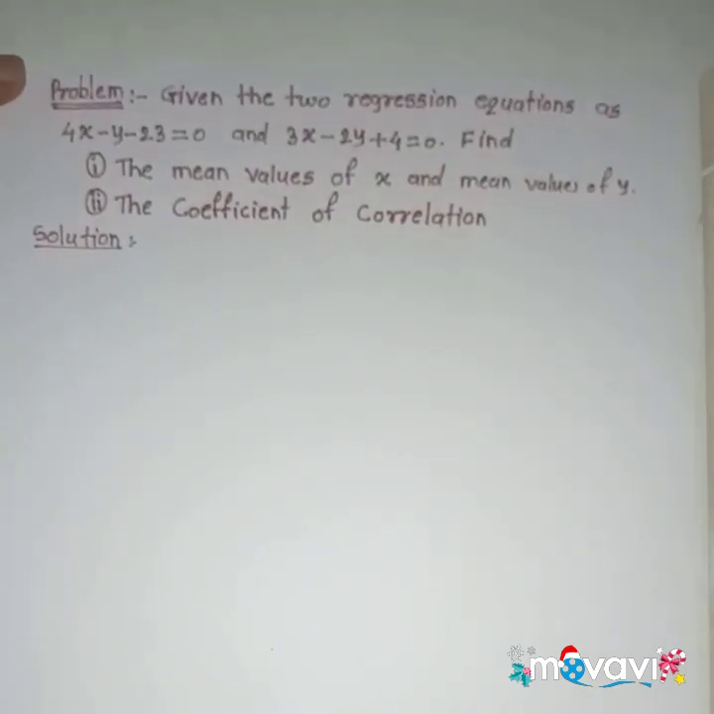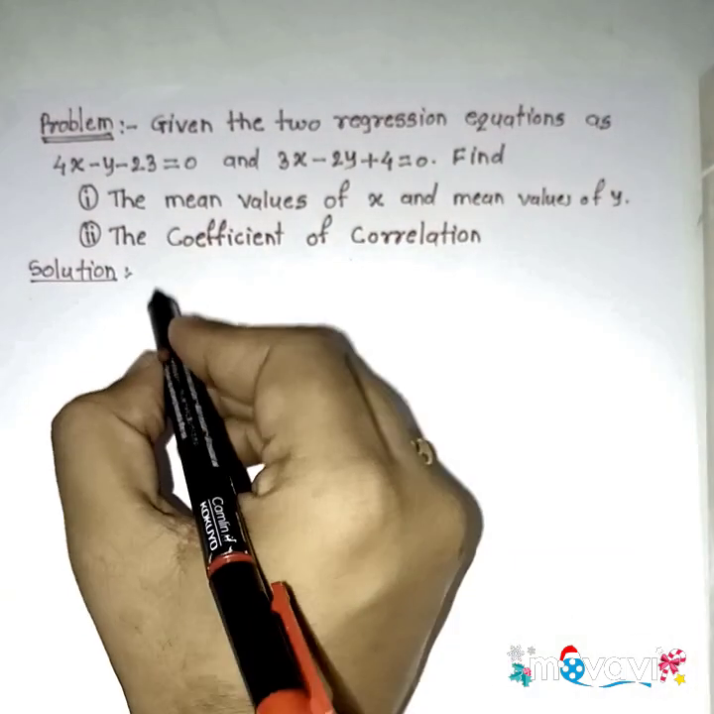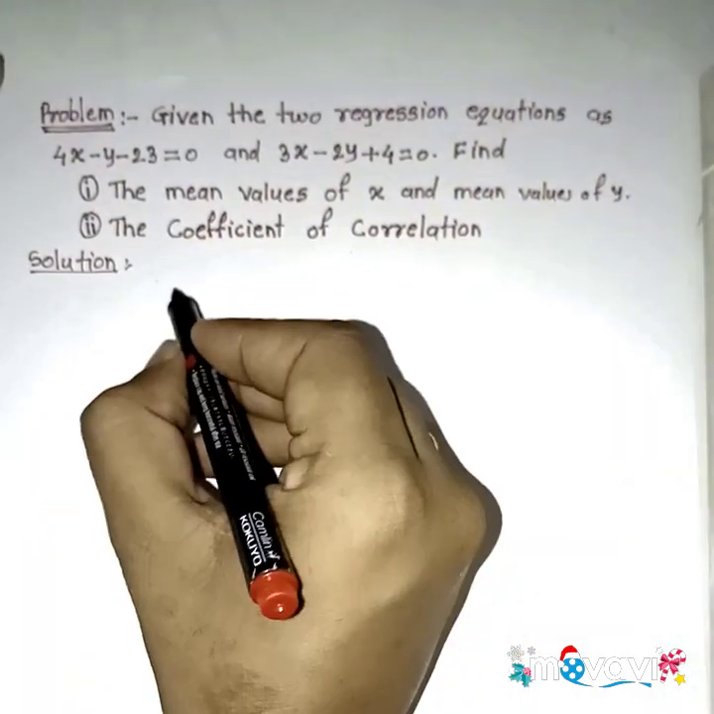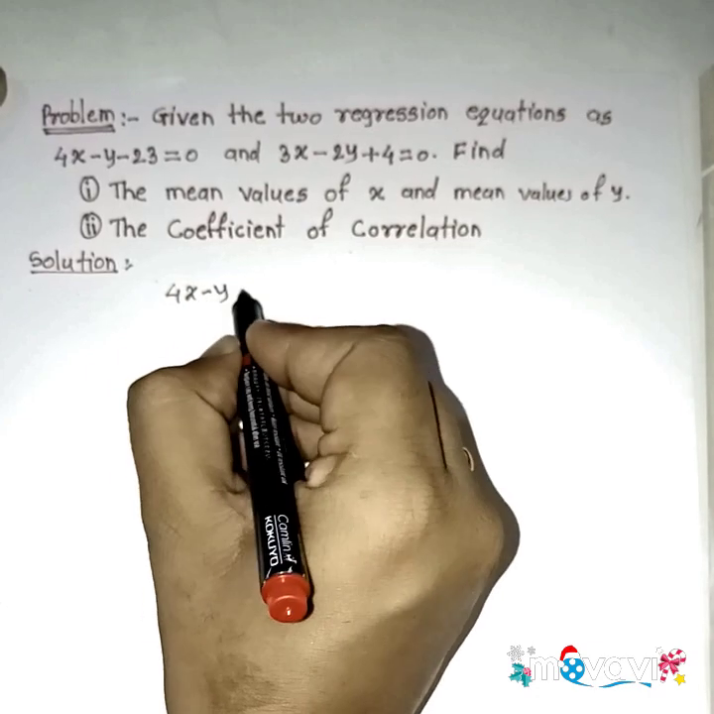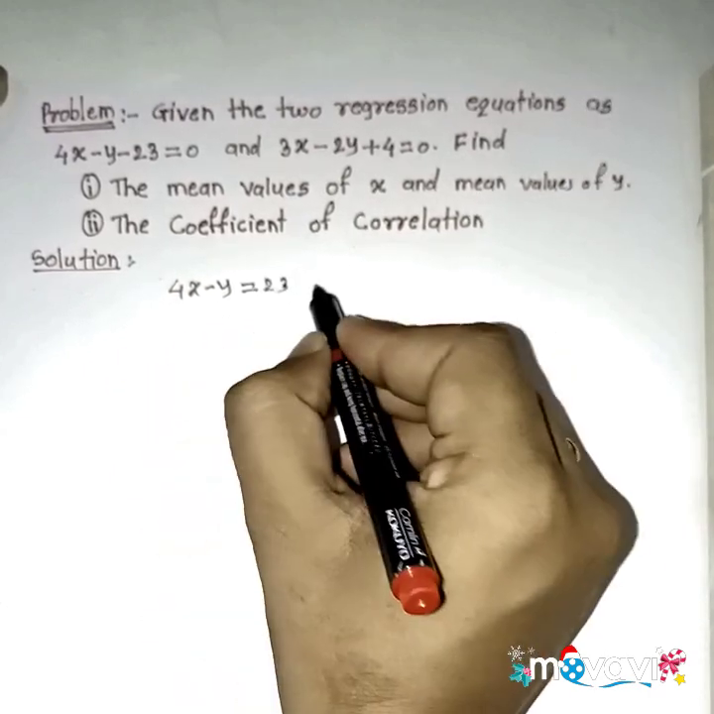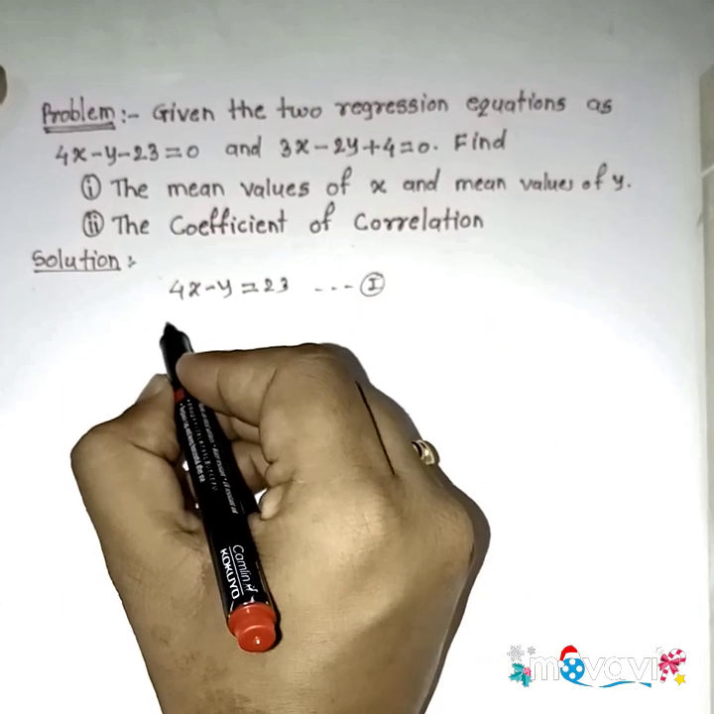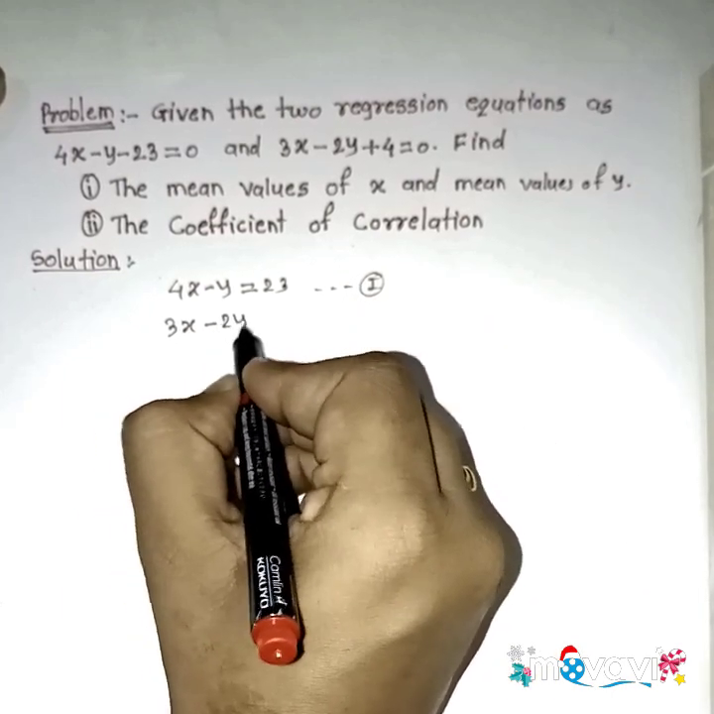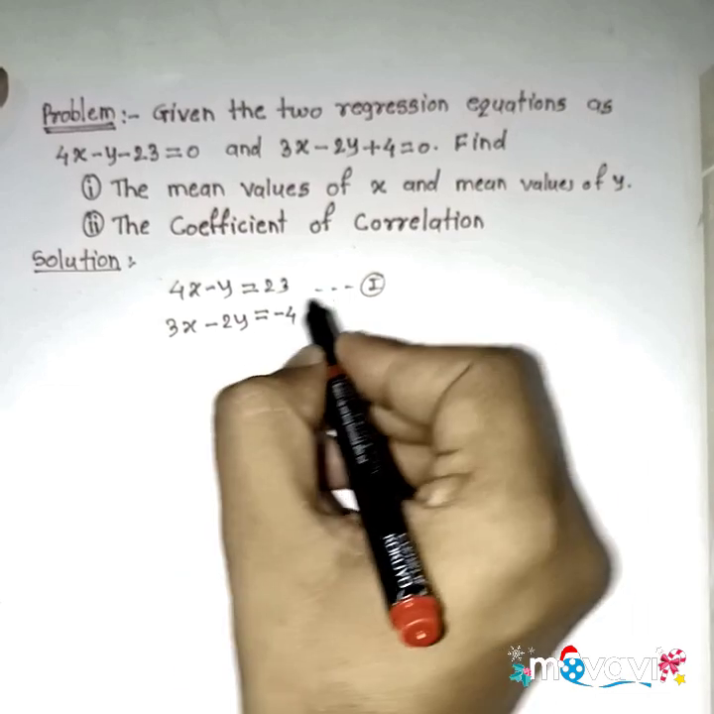Given the two regression equations 4x minus y minus 23 is equal to 0 and 3x minus 2y plus 4 is equal to 0, find the mean values of x and y, and the second subquestion is the coefficient of correlation. So 4x minus y is equal to 23, suppose this is our equation number 1, and 3x minus 2y is equal to minus 4, suppose this is our equation number 2.